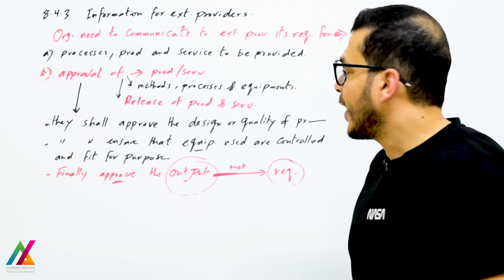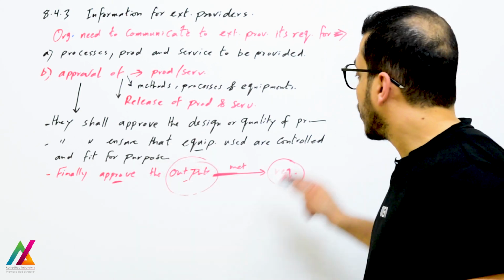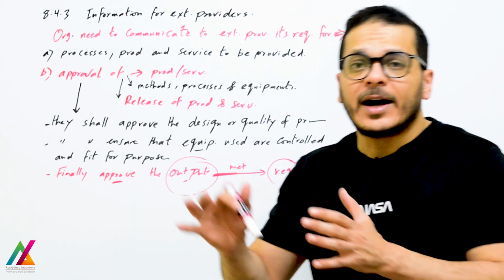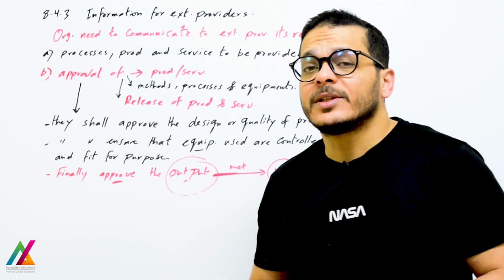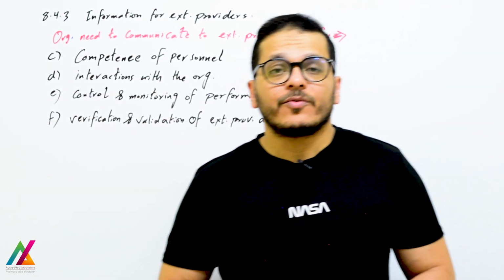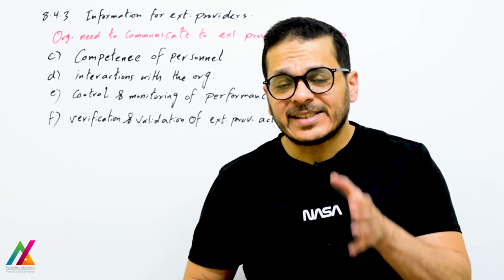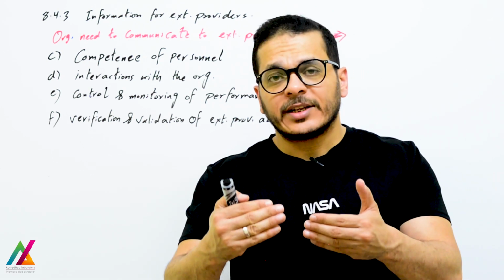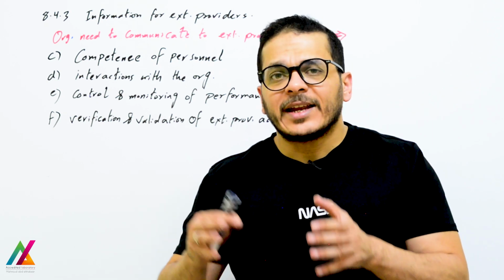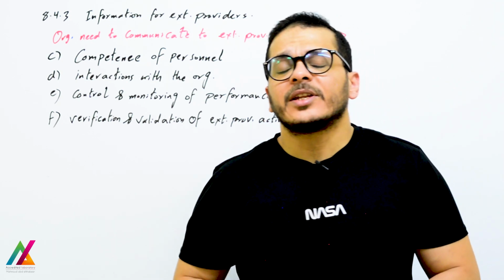And they shall approve the design or quality of the product. They shall ensure that equipment used is under control and fit for purpose. And finally approve that outputs meet the input requirements, and that will be through verification and validation. And from these requirements we also have competence of personnel, which is very important, and the external provider shall have personnel who are competent to perform this job. So they shall provide the organization with the personnel profile for these persons, which contains education, any training related to this job, and the experience of these persons.